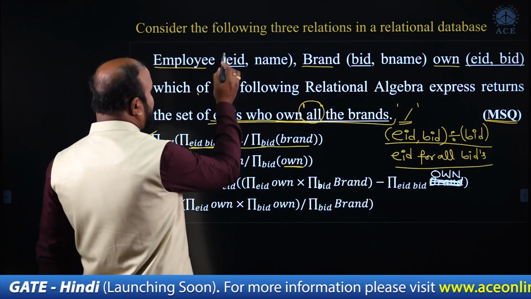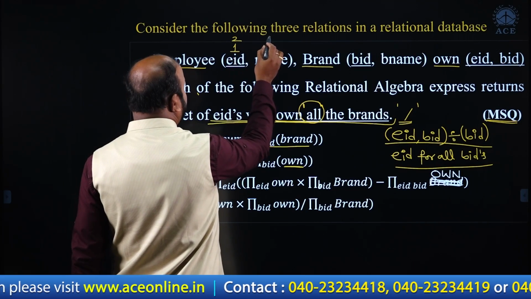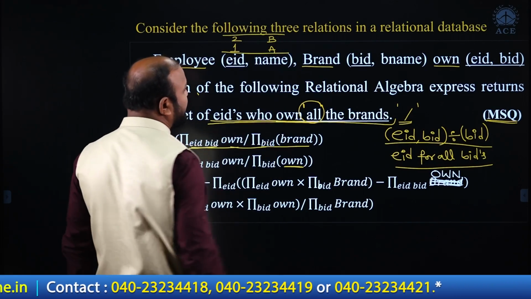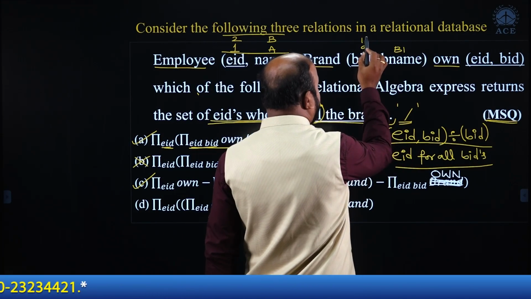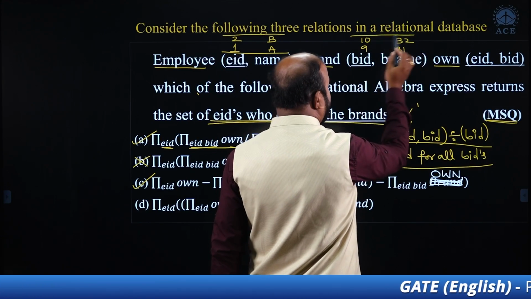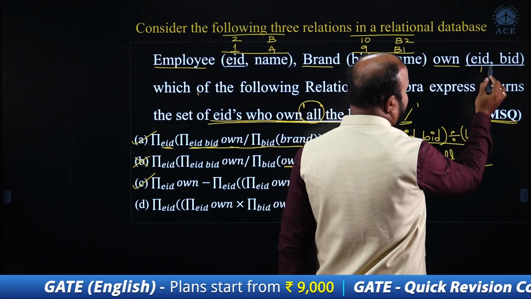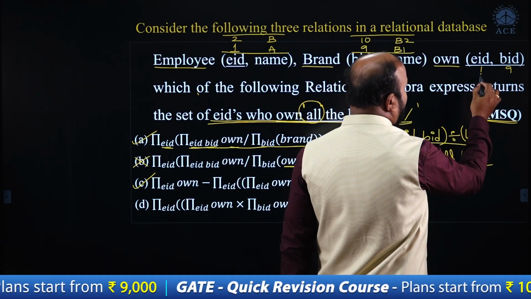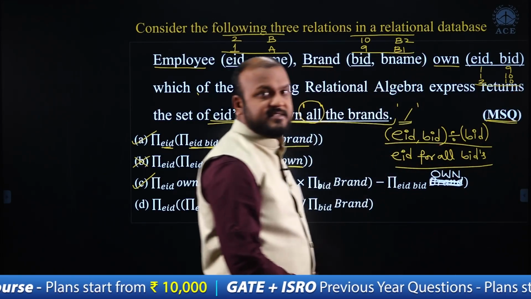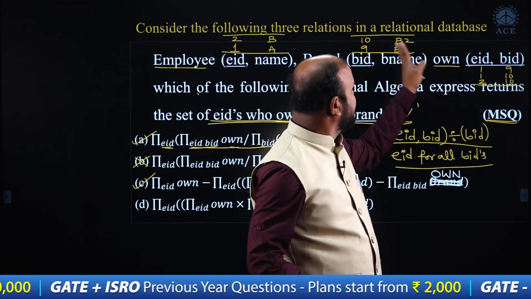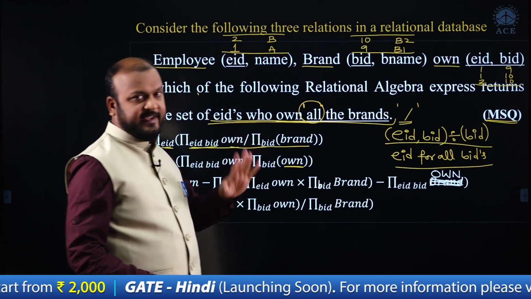Here we have two employees: employee ID 1, name A, and employee ID 2, name B. This is the employee table. We have a brand table: brand 9, B1, and brand 10, B2. Two brands we have. In the own table, we have three tuples: employee 1 owning brand 9, employee 1 owning brand 10, and employee 2 owning brand 10. By looking at this, we can understand employee 1 owns all the brands, because we only have two brands, 9 and 10. Employee 1 should be in the final output.